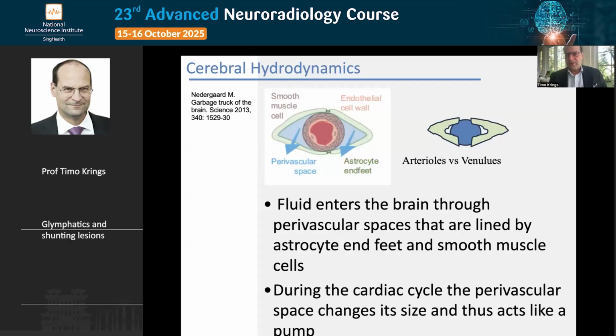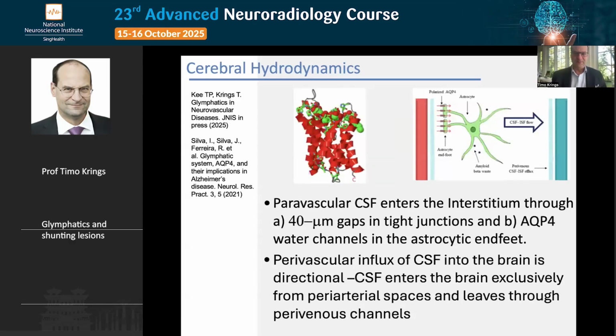The way that it works is likely related to a pumping mechanism that is related to the small arteries pulsating, whereas the venules do not pulsate. And therefore, the fluid that is present within the perivascular spaces can exit these perivascular spaces, enter the interstitium, and then is transported, due to either convective or diffusive flow, towards the perivenular spaces.